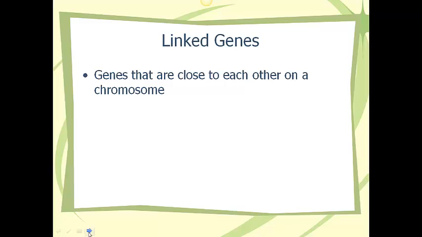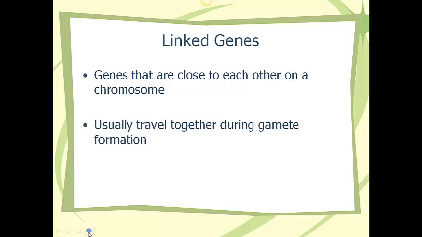So genes that are close together on a chromosome, so physically located near each other on a chromosome, are considered linked genes. And the reason we call them linked is because when gametes are formed through meiosis, they usually travel together. In other words, if your eye color gene is really close to your height gene on the same chromosome, those two genes, the versions of those genes, will be put into a gamete together. Okay, they won't be separated like shuffling a deck of cards. Instead, those two cards are stuck together.